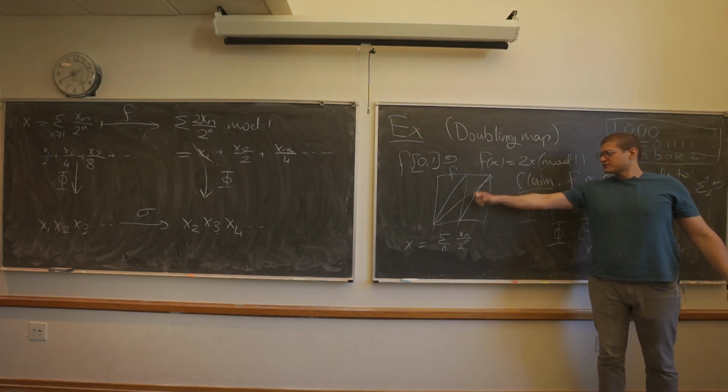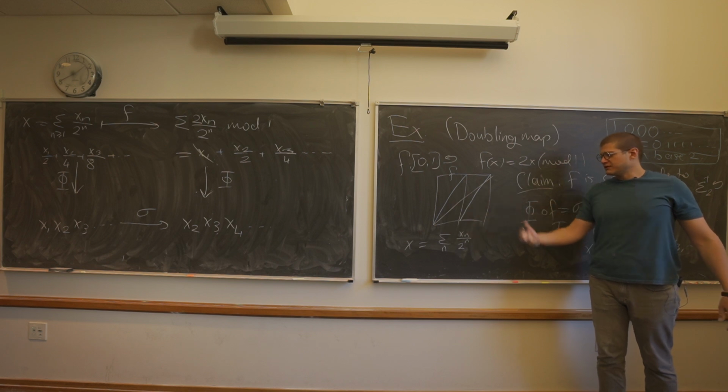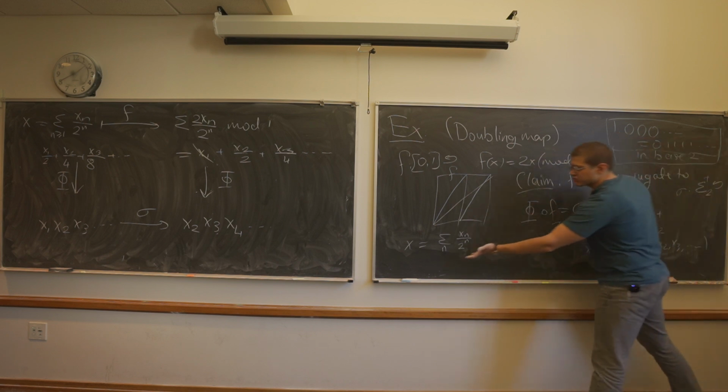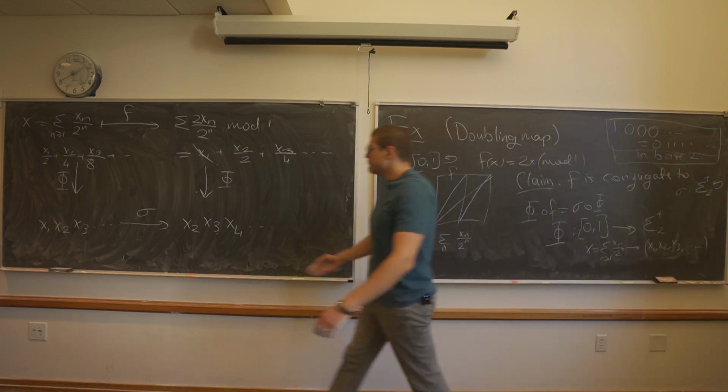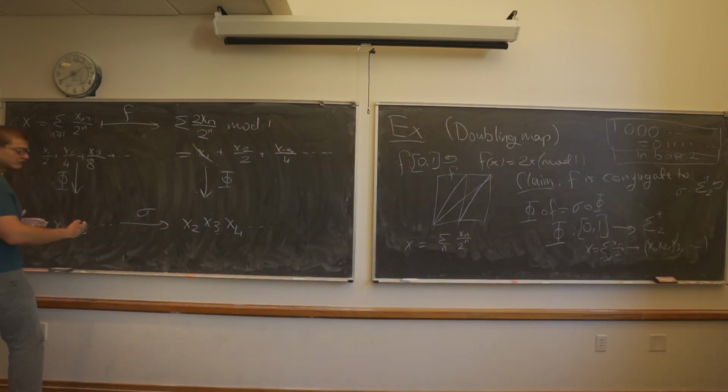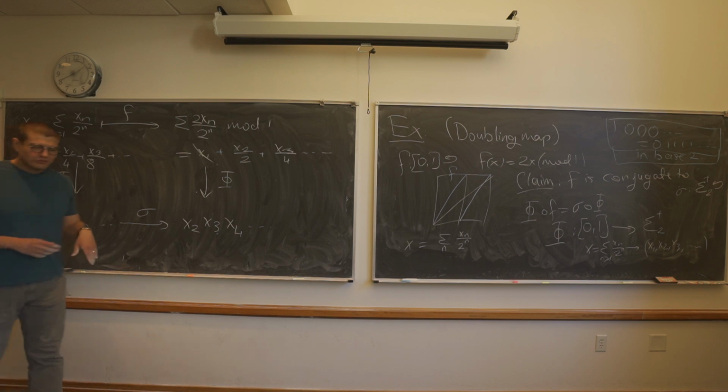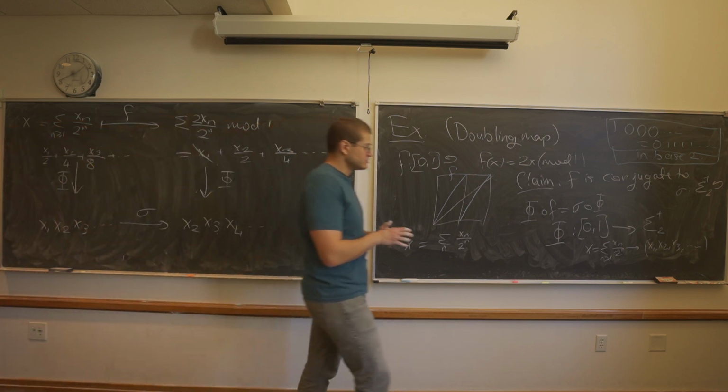I started with this transformation, and I did something very natural: look at the binary expansion of a number, and that turns it into merely shifting the entries. Okay, so this then leads to this idea of a Markov partition.